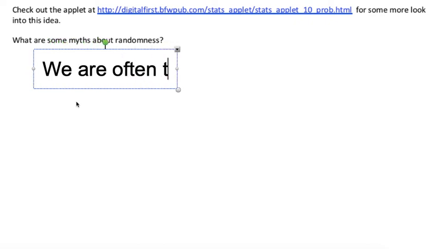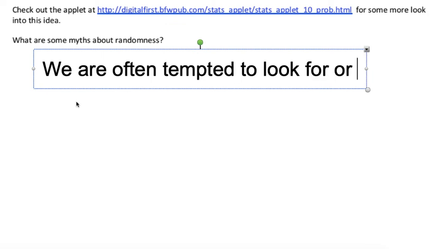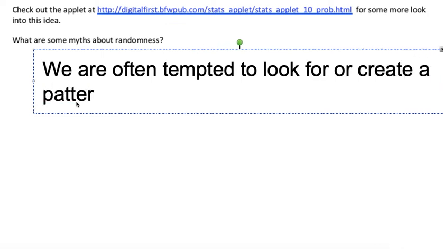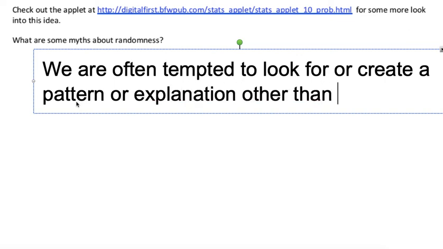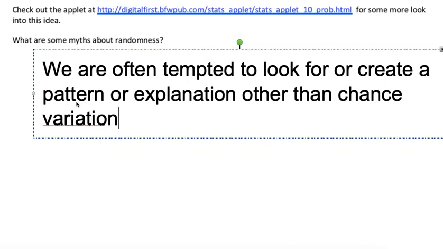often tempted to look for or create a pattern. So frequently we are tempted to look for or create a pattern or explanation other than chance variation. If we see something that jumps out to us as a pattern, we start to see that as not random. But patterns could be random as well. They just are visually appealing to us.